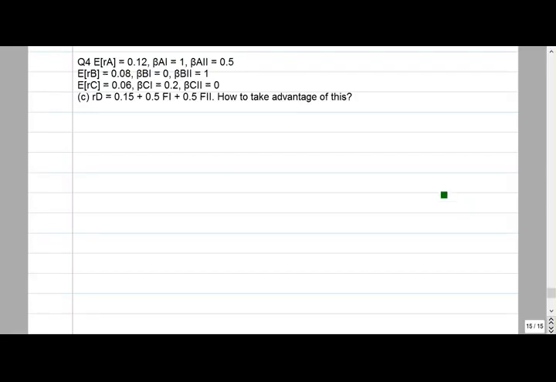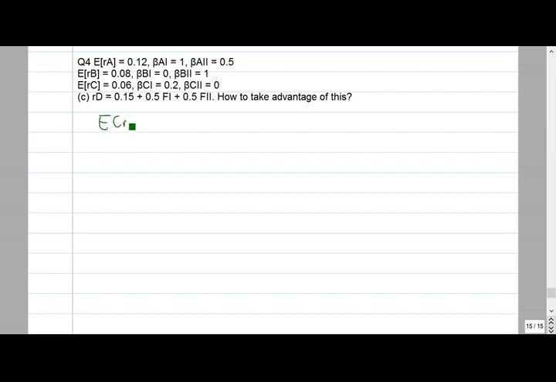Last question is, again, the arbitrage question. It's not really arbitrage because you cannot make a certain profit, so let's try to do this. To take advantage of this, you need to know which one is underpriced or which one is overpriced. So we need the return and the actual price.